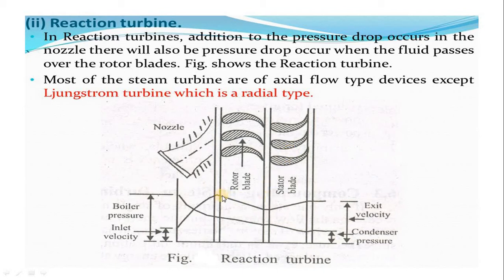So here you will get the idea that velocity goes down as well as pressure also decreases. Further, the same steam enters on the surface of the stator blade, that is the fixed blade, where again its kinetic energy, that is velocity, increases by reducing the pressure. So this is the construction as well as working of the reaction turbine.